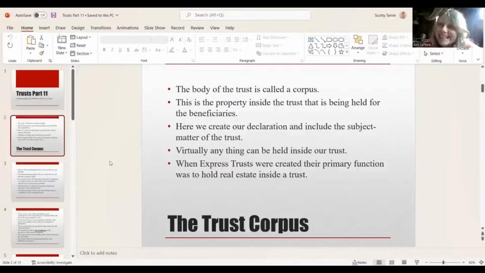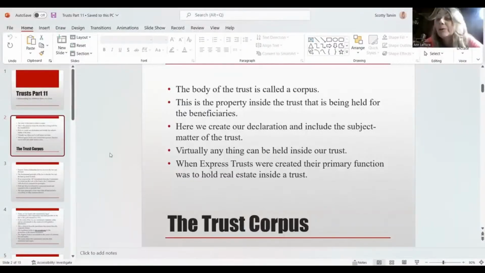This is the property inside the trust that is being held for the beneficiaries. Here we create our declaration to include the subject matter of the trust. Virtually anything can be held inside our trust. When express trusts were created, their primary function was to hold real estate inside a trust.